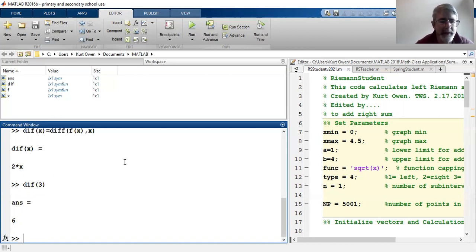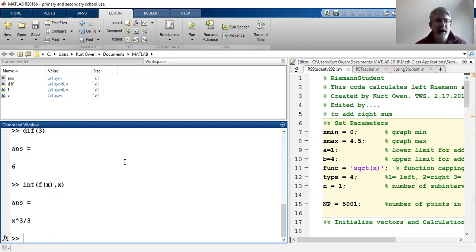Well, now let's try integrating. All I have to do is say int f(x), comma x, and it tells me that it's x cubed over 3, which is exactly what we would expect. Now notice it doesn't put the plus c in. It's giving me the simplest antiderivative, the one where c is 0. But it gives me a symbolic answer, and it will give it to me at any values that I want.